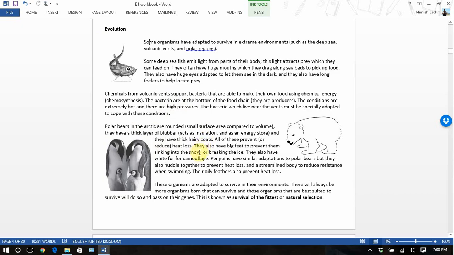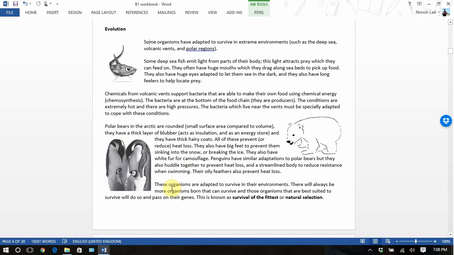They have white fur for camouflage, and penguins have similar adaptations to polar bears, but they also huddle together to prevent heat loss. They have a streamlined body to reduce water resistance when they're swimming, and they have oily feathers, also to prevent heat loss. So these organisms are adapted to their environments, to survive in their environments.